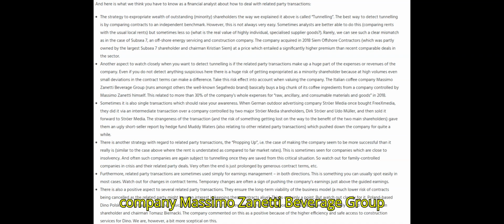The Italian coffee company Massimo Zanetti Beverage Group, which runs, amongst others, the well-known Segafredo brand, basically buys a big chunk of its coffee ingredients from a company controlled by Massimo Zanetti himself. This related to more than 30% of the company's whole expenses for raw, ancillary, and consumable materials and goods in 2018. Sometimes it is also single transactions which should raise your awareness.